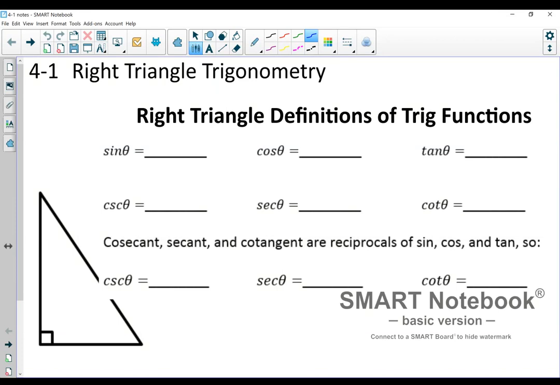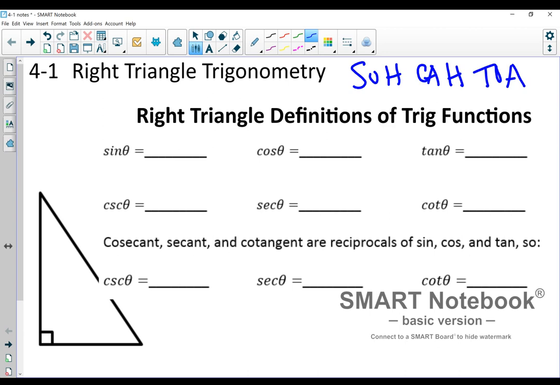4.1, right triangle trigonometry. So first we're going to look at the right triangle definitions of trig functions. The mnemonic device we normally use for this is SOHCAHTOA. And hopefully you remember this from Algebra 2 and Geometry.